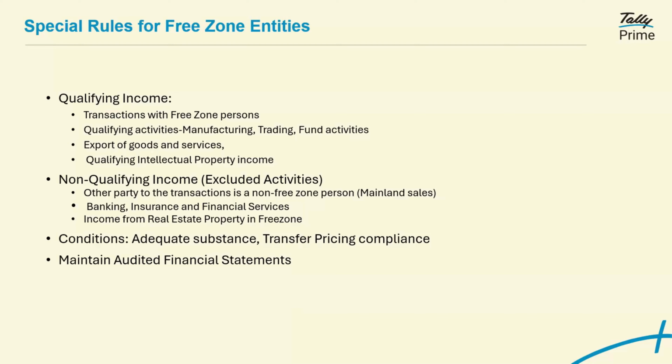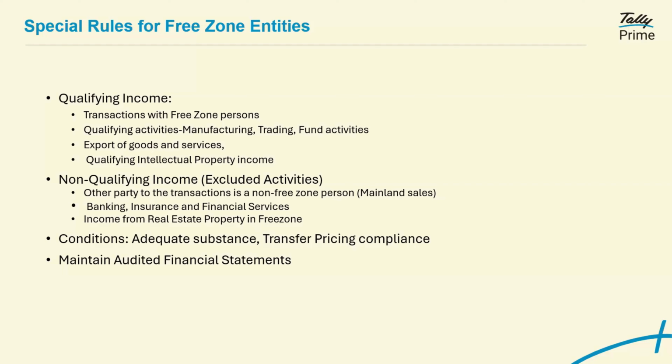When it comes to free zones, the corporate tax is again definitely 9%, but it mainly depends on what kind of business or activity you're running. The government has bifurcated the free zones into two different categories: one is qualifying income, the other is non-qualifying income or activities. There are a few activities that fall under manufacturing, trading, fund activities, export of goods and services, or intellectual property, which are determined as qualifying income. So if more than 95% of your revenue is derived from this qualifying income, then you need not pay any corporate tax. It's 0% for you.